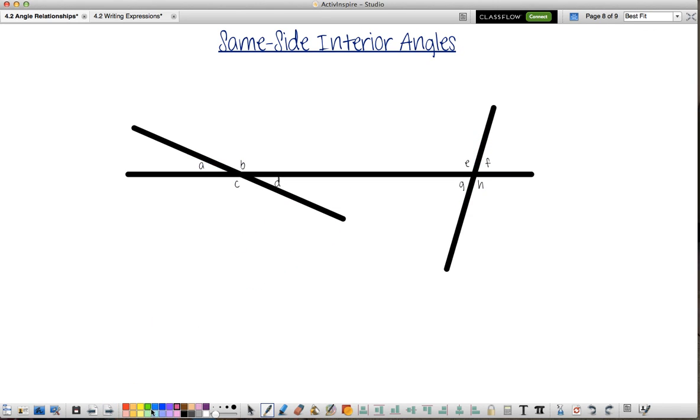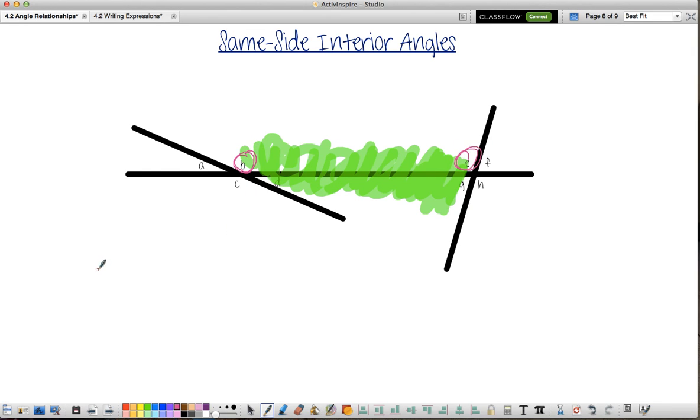Same side interior. So again, we're looking at that green area on the inside. Okay, that interior that's created by these two lines that we have here. And now they have to be on the same side. So we have B and E. So angle B and angle E. And we have D and G. Okay, again, that one is pretty straightforward, fairly simple.